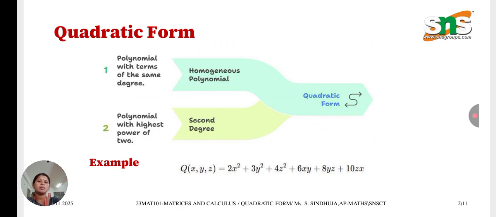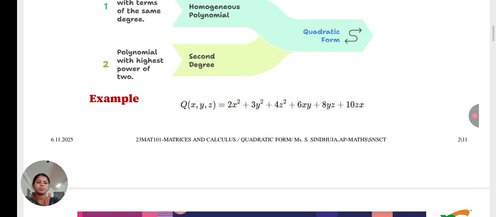For example, 2x square plus 3y square plus 4z square plus 6xy plus 8yz plus 10zx. Here in this equation x, y, z, three variables have a degree of 2, and in the last three terms, x and y each have a degree of 1. So both together we get a degree 2. Likewise, the next two terms also have a degree 2. So this equation can be simply named a homogeneous equation having a degree of 2.